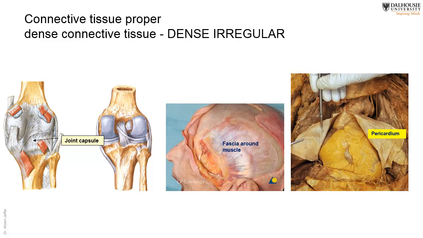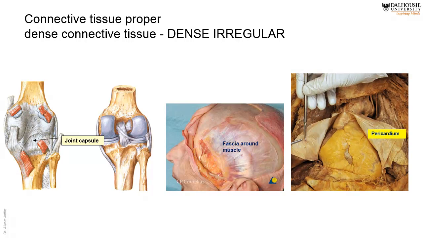Inside the joint, you can see that there are ligaments, like the anterior and posterior cruciate ligaments. And these ligaments are dense regular connective tissue. So again, both of them are connective tissue, but different types of connective tissue. Dense regular connective tissue in the ligament, and dense irregular connective tissue in the capsule of the joint.